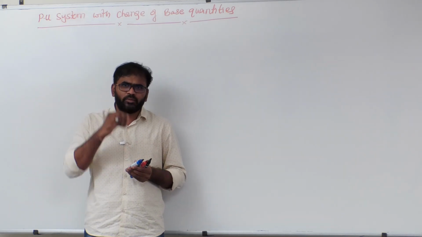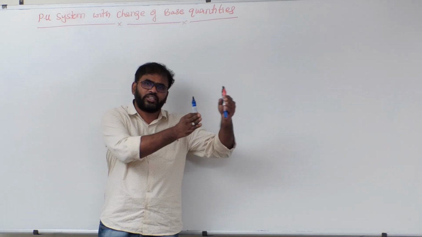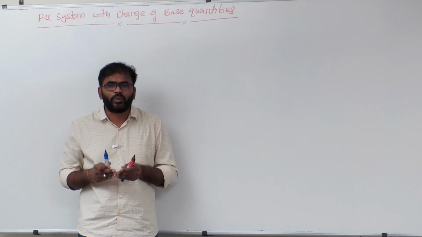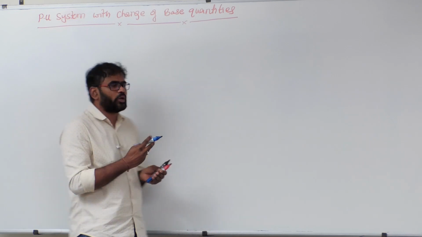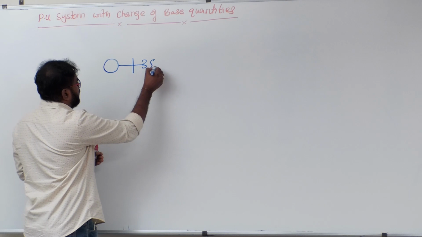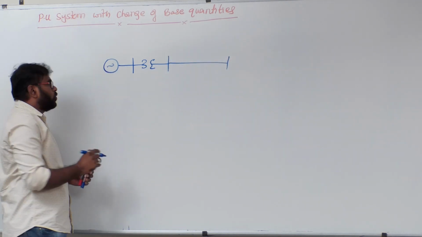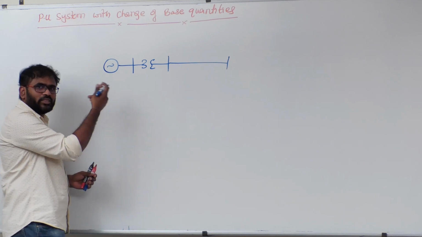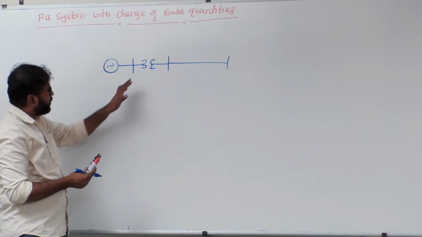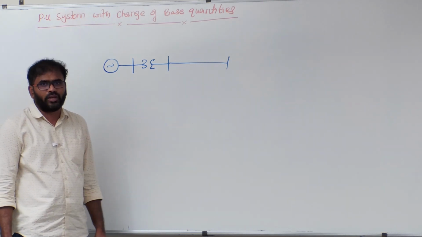For example, if we take a simple system where we have a generator cascaded with a transformer and that is cascaded with transmission lines. That means how many elements? We have three elements. So we have a generator, then transformer, then transmission line. If you really notice, the per unit impedance of the generator is given, the per unit impedance of the transformer is given, and the per unit impedance of the transmission line is also given.